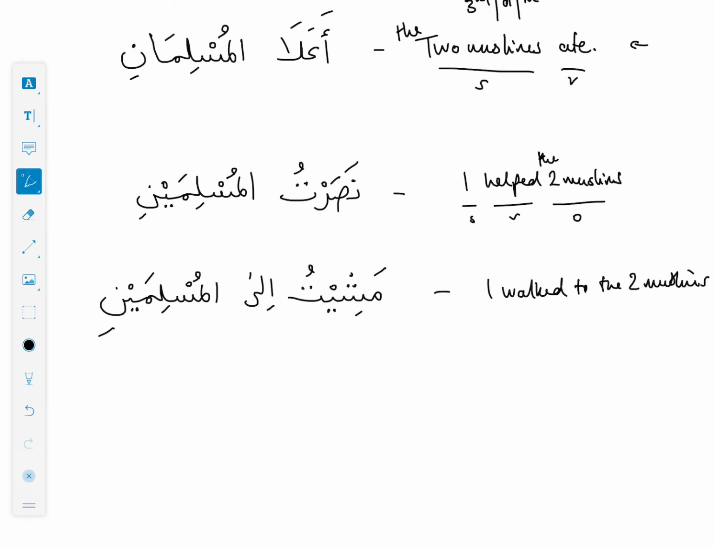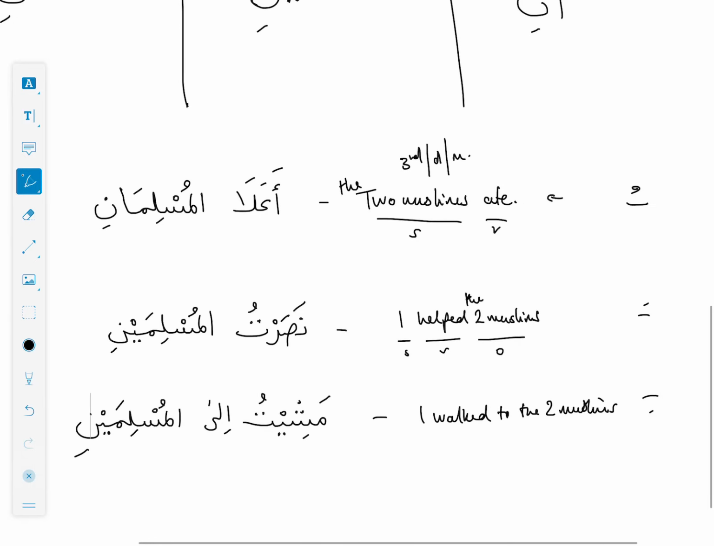Muslimaini. Like so. So you see how here the subject is in Dhamma state, ani. Fatha state, aini. Kasra state, aini. And that's basically how nouns and how duals work.